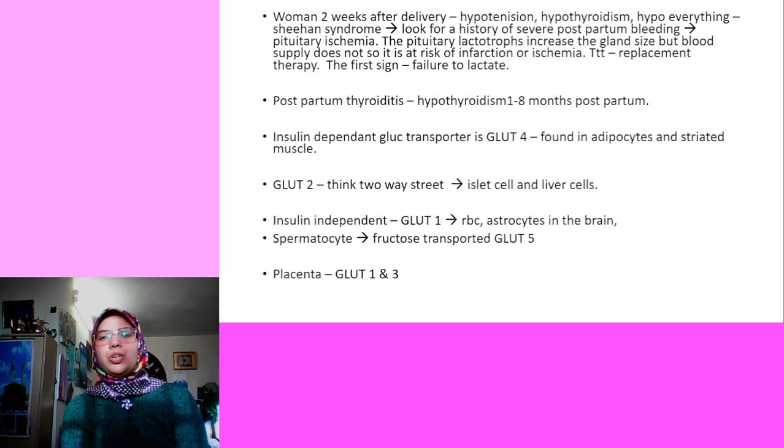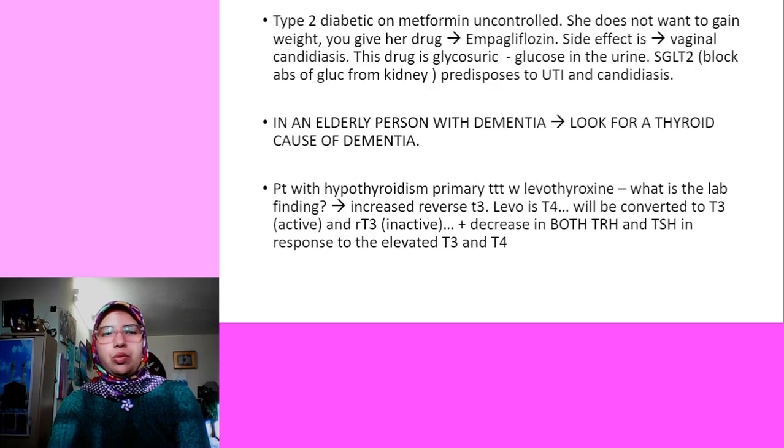Insulin-dependent glucose transporter is GLUT4. It's found on adipocytes and striated muscles. GLUT2, you want to think two-way street. So wherever there's GLUT2 receptors, I want that to be on organs that can sense glucose and at the same time deal with it. So generally that's the liver and the kidney, for example. Insulin-independent GLUT1 are RBCs, astrocytes in the brain. Spermatocytes use fructose transporter GLUT5, and the placenta uses GLUT1 and GLUT3.